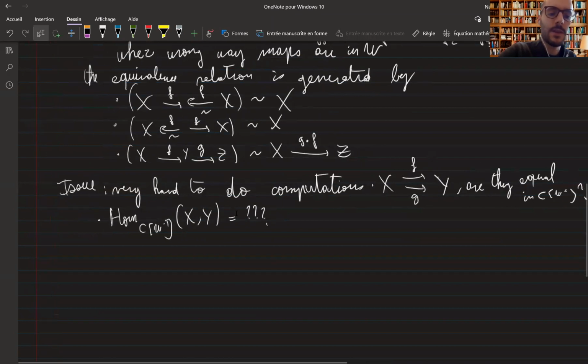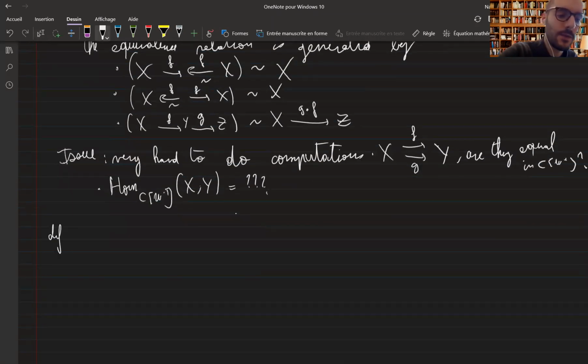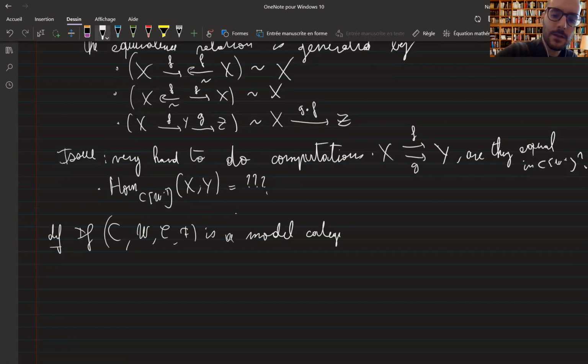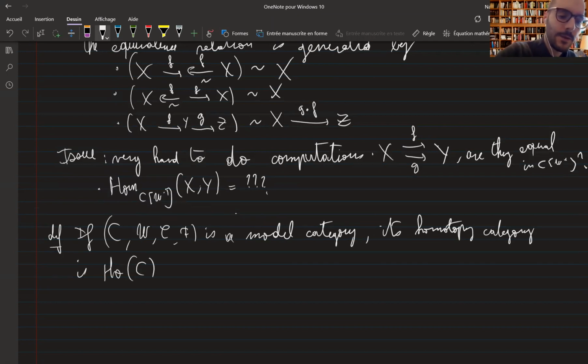So let me make just one definition. If C, W, C, F is a model category, its homotopy category, so this is just a notation, is called Ho of C, and by definition, it's simply the localization of C with respect to W. All right, so this is the thing that we are interested in.